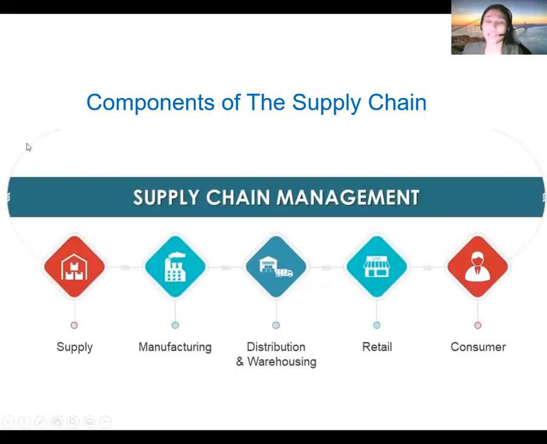Here on my screen display, this is the flow of the supply chain management: the supply, the manufacturing, distribution and warehousing, retail and consumer. So here is the supply chain management flow.